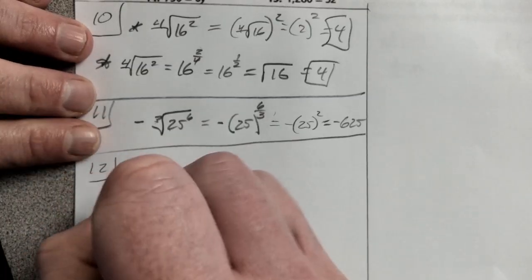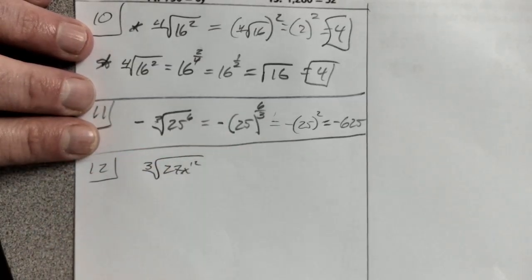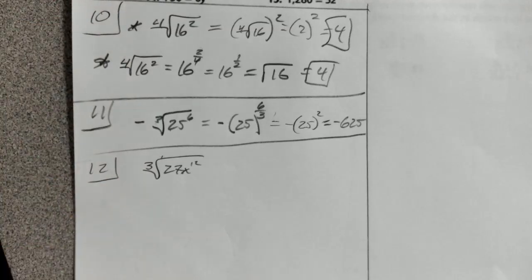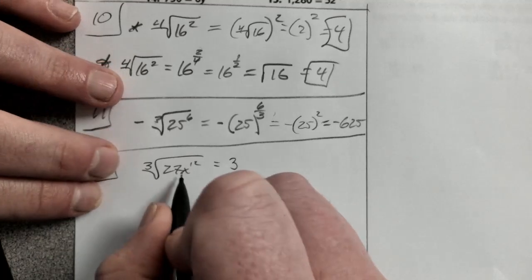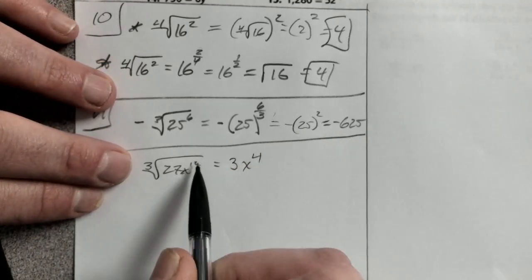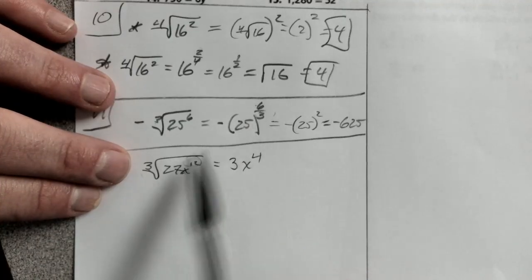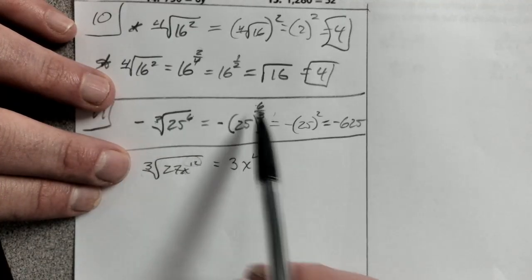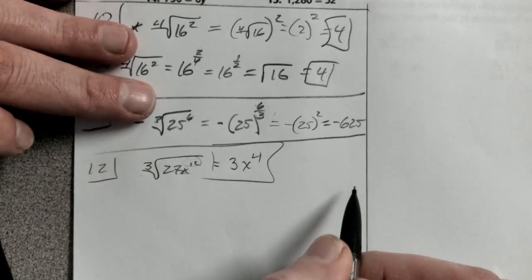So, problem 12, we're looking at the cube root of 27x to the 12th. So, I look at the numbers first and the variables second. The cube root of 27 is 3. The cube root of x to the 12th gives us x to the 4th. Now, again, I'm just dividing these exponents, right? Just as we did here. Right, 6 divided by 3 got us to the 2. 12 divided by 3 gets us to the 4. And that's it. That's all she wrote.